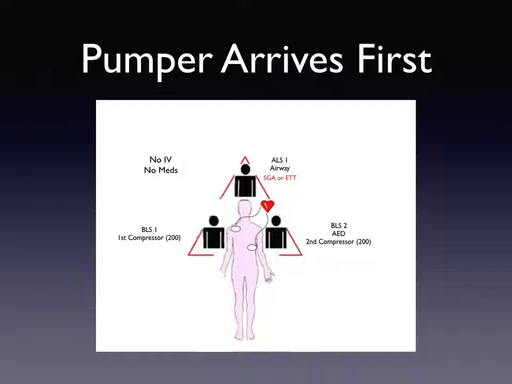They're either going to place an ET tube or a supraglottic airway. If for some reason we don't have a paramedic on the truck, that can very easily be a BLS skill to place that supraglottic airway as well, but we can't obviously place an ET tube in that situation. So let's show you a little video of what that looks like.